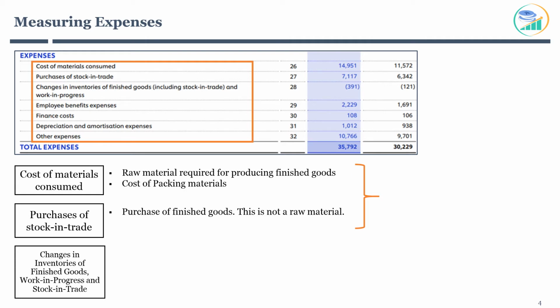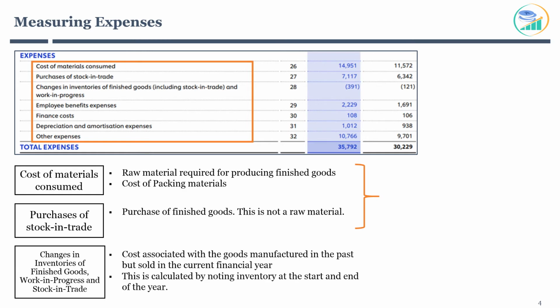On the income statement, these expenses will show up only when the product is sold. A product can be sold in the current year or over the next several years. This specific line item refers to the costs of manufacturing incurred by the company in the past. However, the goods manufactured in the past were sold in the current financial year. This is calculated by noting inventory at the start and end of the year.